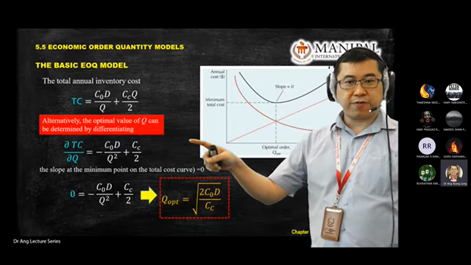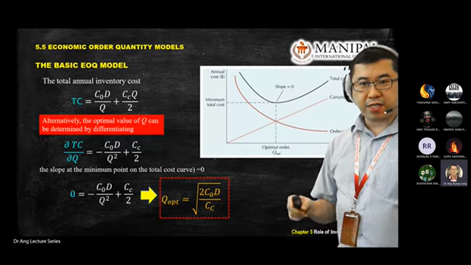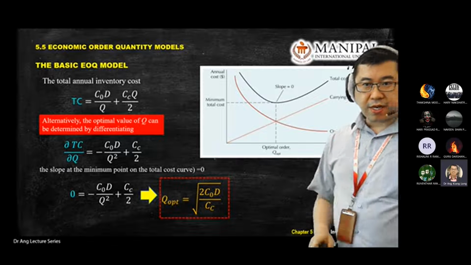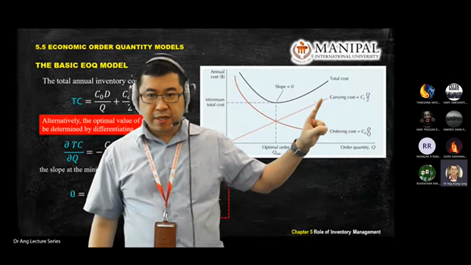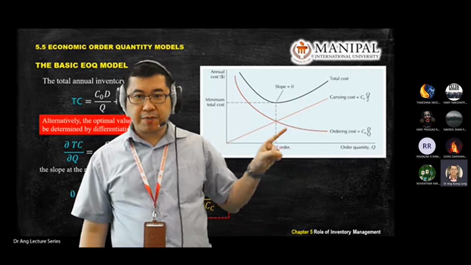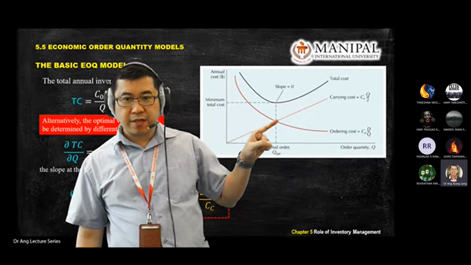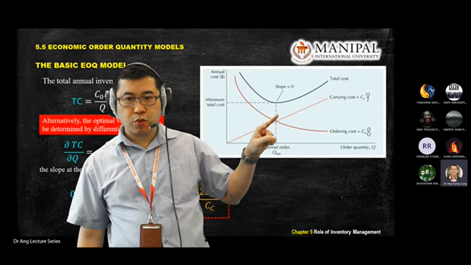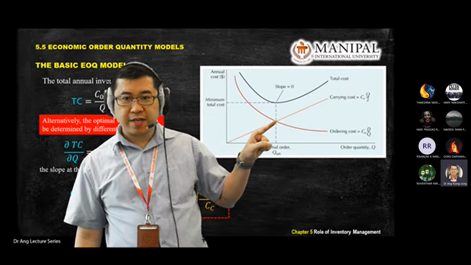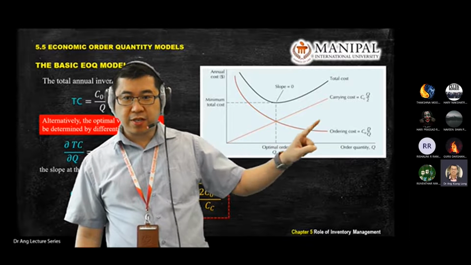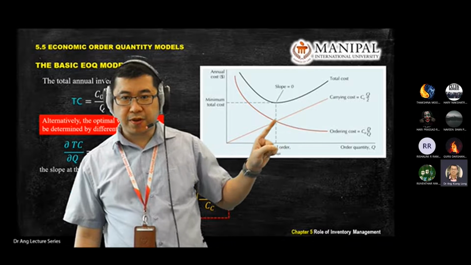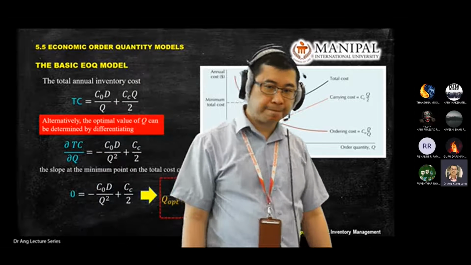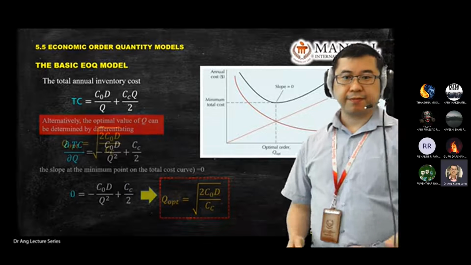One, we use differential. Another one is use carrying cost equal to ordering cost, meaning this point. How to find this point? This point actually is the intersect of two lines. So at this point, ordering cost equals carrying cost. Two methods. Okay.